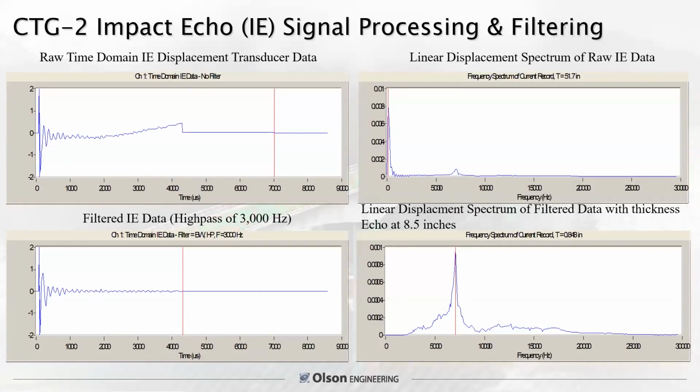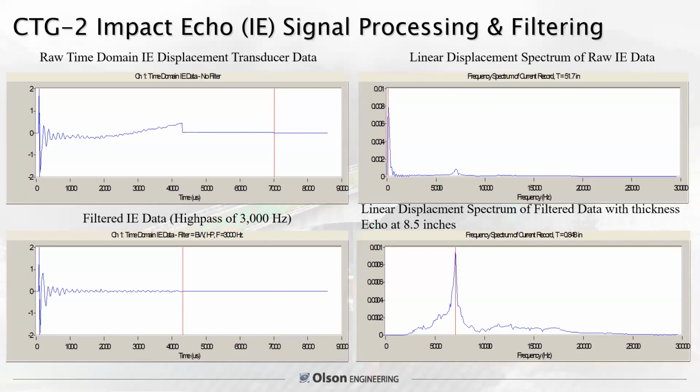This is an example of the data. You can see the time domain signal on the left, that's raw, unfiltered. On the bottom left is the filtered data with a high pass of 3,000 hertz, which would correspond to a 2-foot thick echo. And that smoothed the signal out. And if you look to the right, you see the spectrum that shows a strong low frequency resonance. That's actually the resonance around 400 to 500 hertz of the displacement transducer. That's the nature of its design.